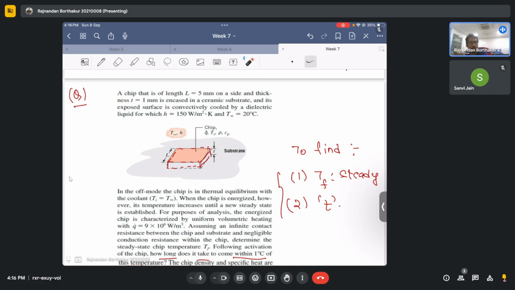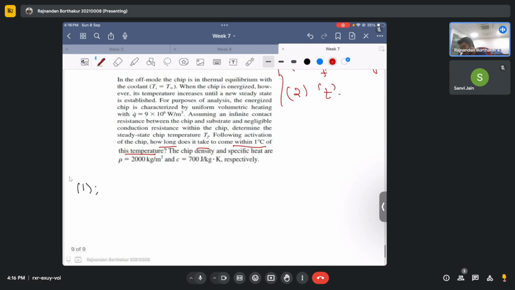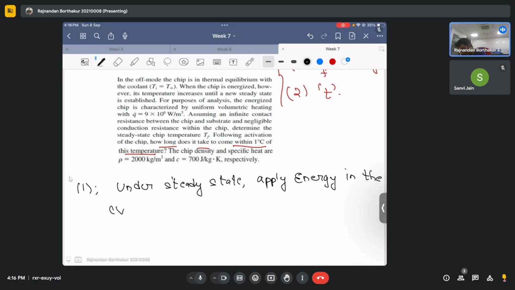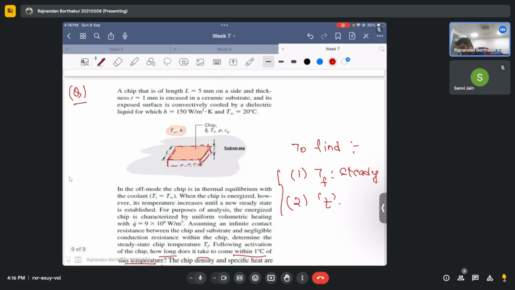That is typically because the problem itself says that there is an infinite resistance between this chip and the substrate. So there won't be any heat transfer in this direction. Okay, so what I can write is that under steady state, if I just apply energy balance in the control volume, and the control volume is basically nothing but the chip itself. So this is basically our control volume.